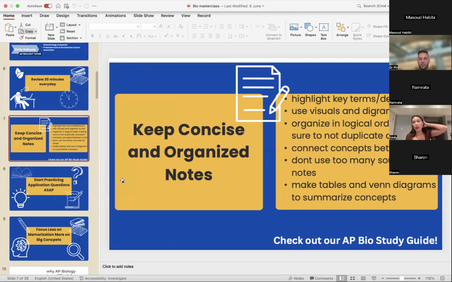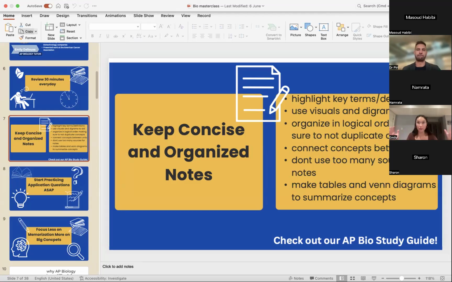Okay, the next one is making sure you're keeping concise and organized notes. This is where students absolutely struggle the most because, again, like I said, they're giving you sort of university level content in terms of the bulk of the content, and students do not know how to manage that. I have a lot of students come to me and say, I keep highlighting everything in the notes. I don't know what to memorize, what not to memorize, what's important and what's not. So it's very important that you keep organized and concise notes.